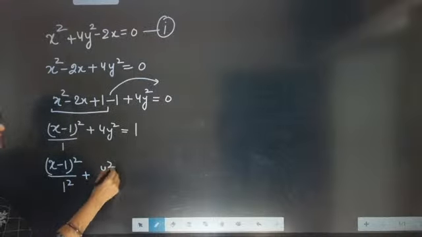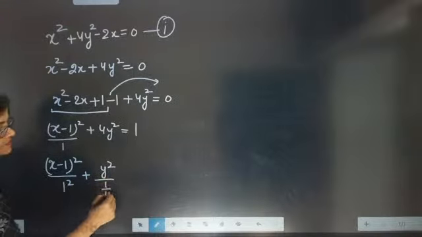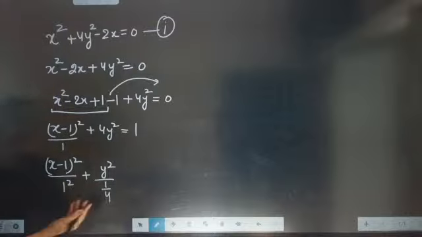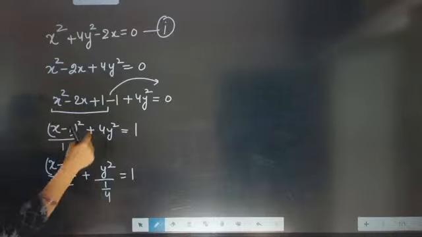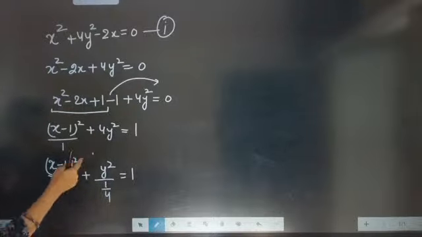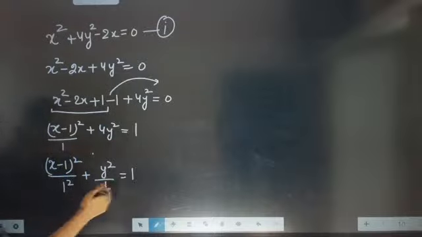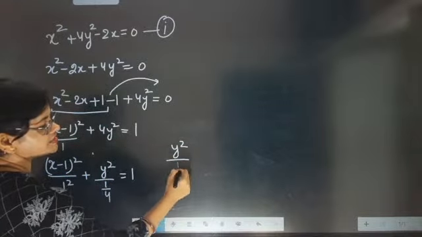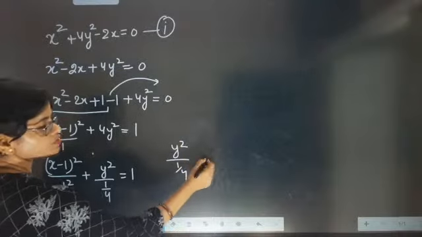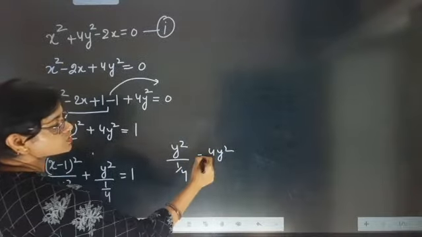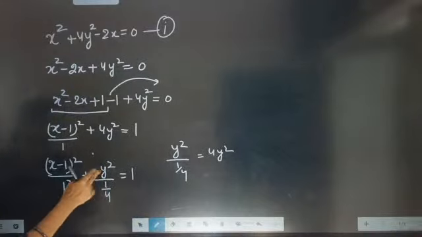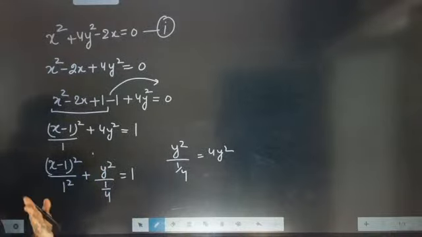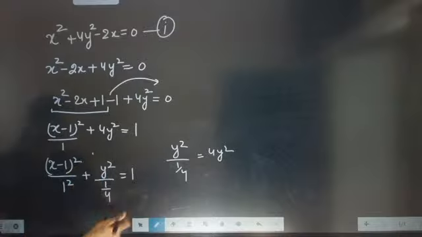Now I am doing one thing. Shall I write like this? If I am going to turn it, it will again become 4y square. So I just wrote 4 as 1 by 4. If I am going to solve it, again it will become 4y square. But since the coefficient of y square in the ellipse will not be any number, that's why I shifted it down.